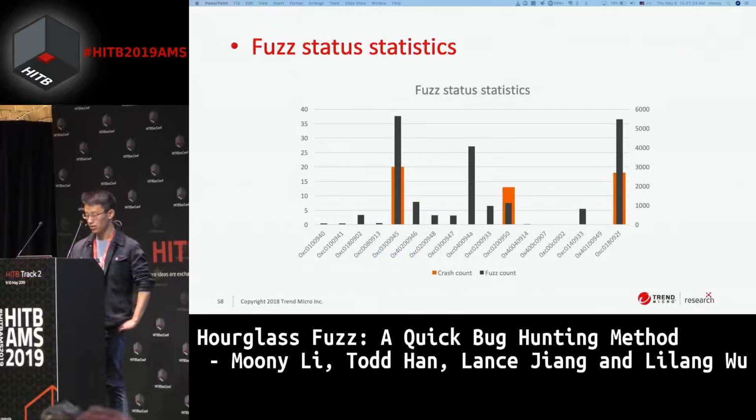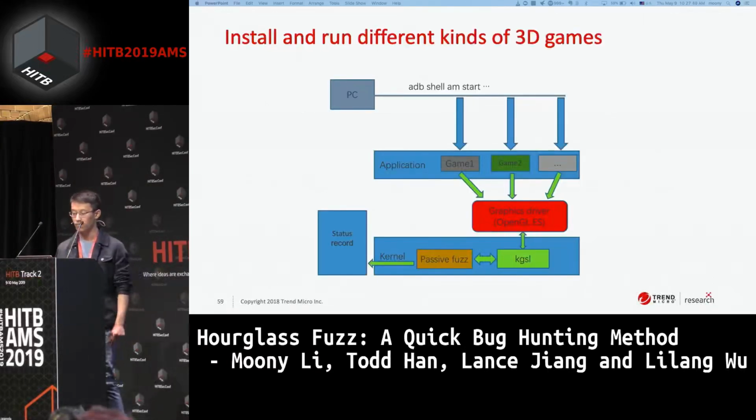It's much more beautiful. It looks like this. This bar chart shows the fuzz status of KGSL 3D0. The left side indicates the number of crashes. The right side shows the number of each fuzzing function. As shown in the picture, it's strategy 1, starting different 3D games to improve the code coverage.